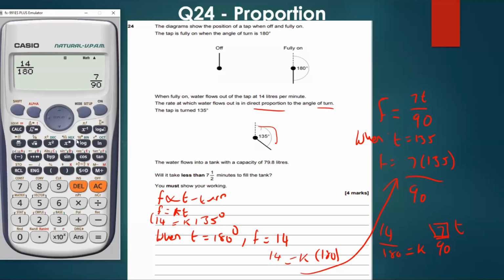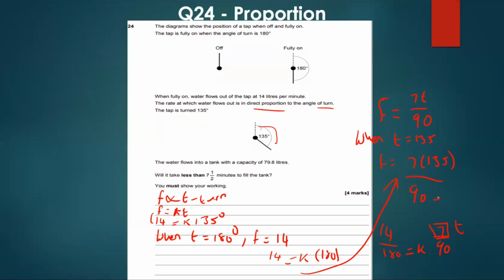So 7 and 135 over 90 gives me an answer of 10.5. Now, 10.5 is the number of litres per minute. So we've just worked out how many litres per minute it does when you've got a flow of 7 times 135 over 90.